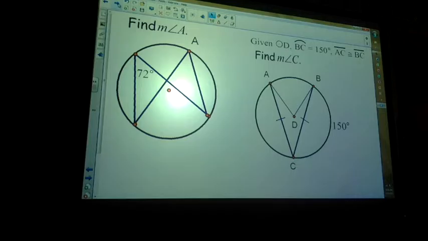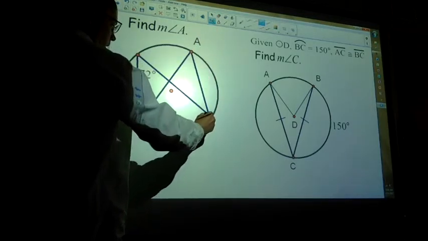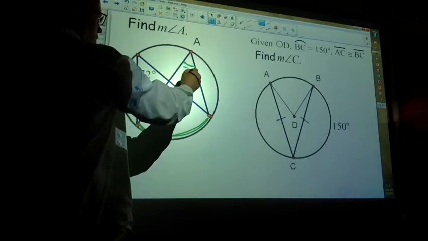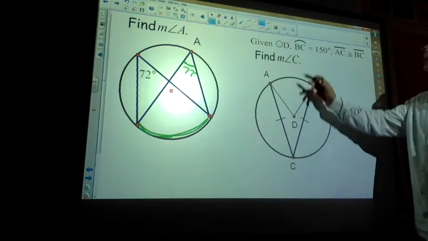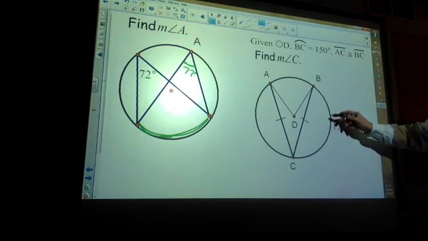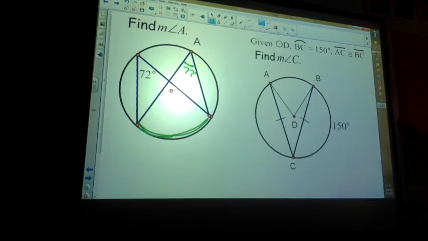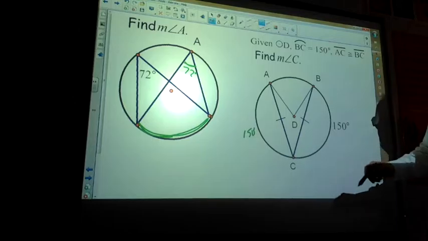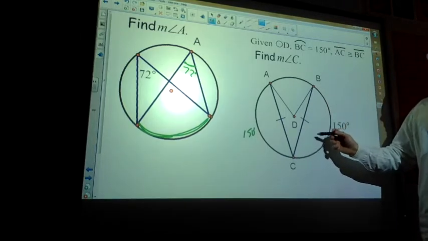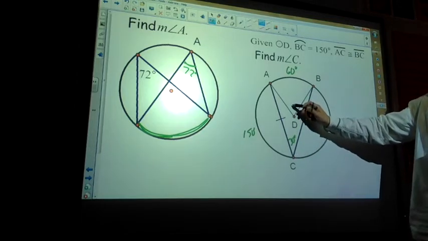Okay, measure of angle A. It's got to be 72 because it opens up to this arc down here. That's 72. Sweet. And then given BC is 150, AC is congruent to BC. Find angle C. Well, that's got to be 150 over there, right? Those are the same, they open up to the same arcs. So that's 300, so that's got to be 60. That's got to be 30. And that has to be 60 as well, right?